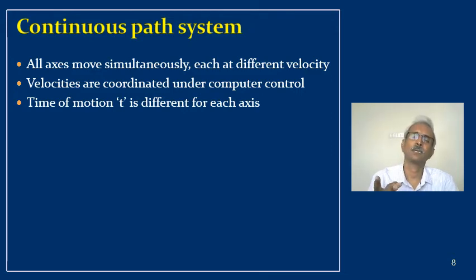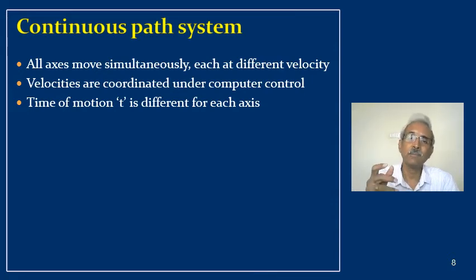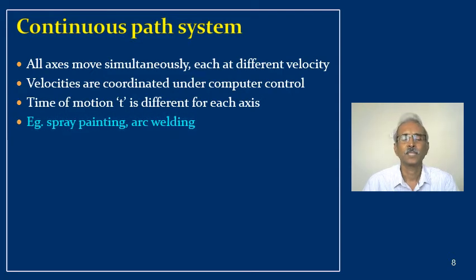Again, we'll go back to point to point, where we said the time is the same for all the axes and the velocities were different for different axes, right? Whereas here the velocities are different and the time is also different for different axes. So now you can see the complexity in the control system, right? Examples: spray painting and arc welding.